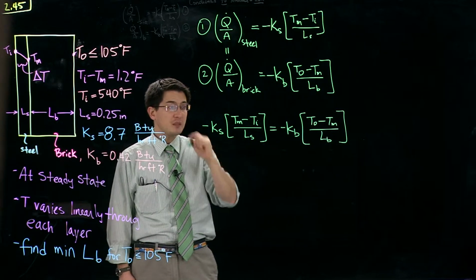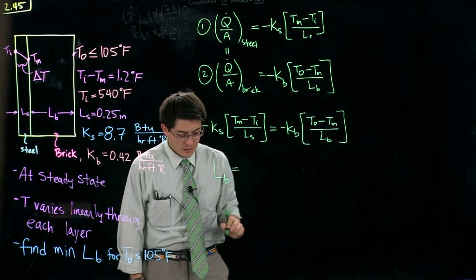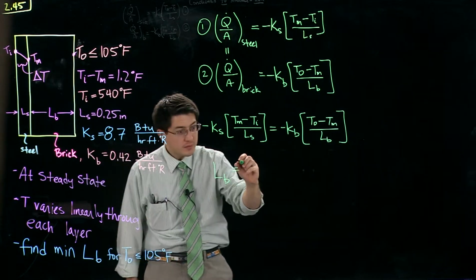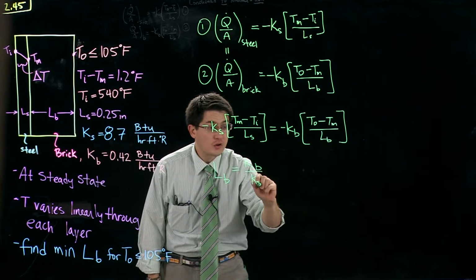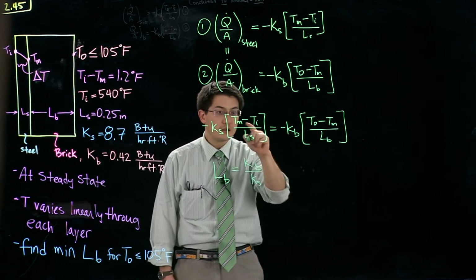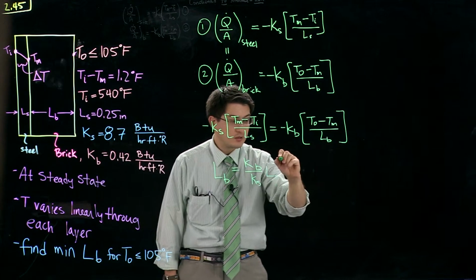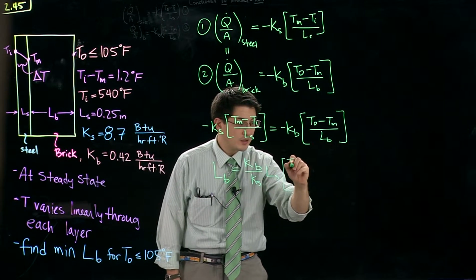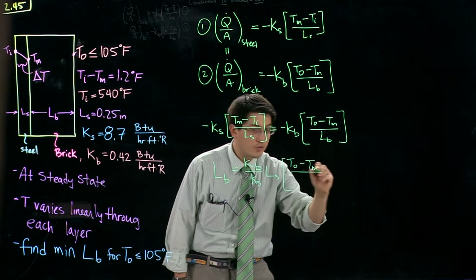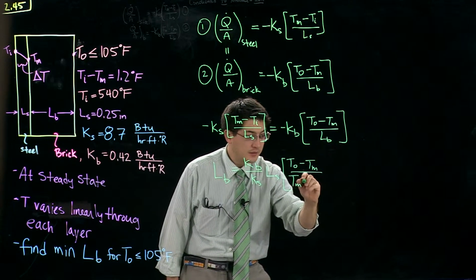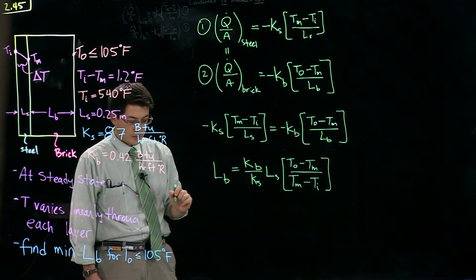All right, we can rearrange terms so that we get Lb on this side. This can be Kb over Ks times, I'll move this over here, Ls. On this side, we're going to have T naught minus Tm over Tm minus Ti. All right. So far, so good.